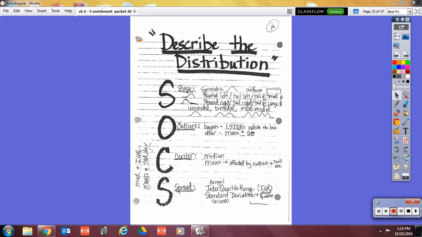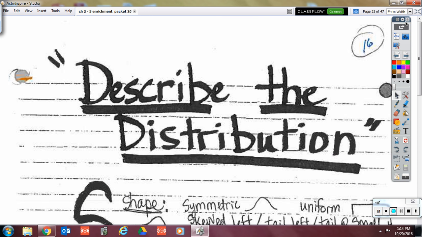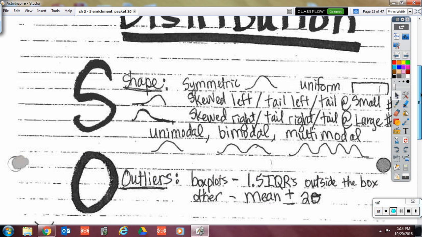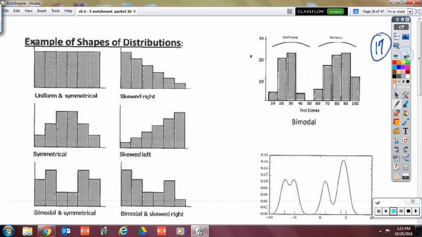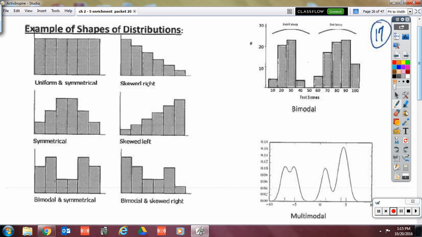The first S in socks refers to the shape of the distribution. So the shape of the distribution is the first thing that we need to talk about. When we talk about it, we'll write the word shape, and then we'll say what that shape is. We want to use words like symmetric, uniform, skewed left, skewed right, unimodal, bimodal, multimodal. On the back of this paper, on the next page, page 17, I have some examples of those things. So let's take a look at that. Turn to page 17.